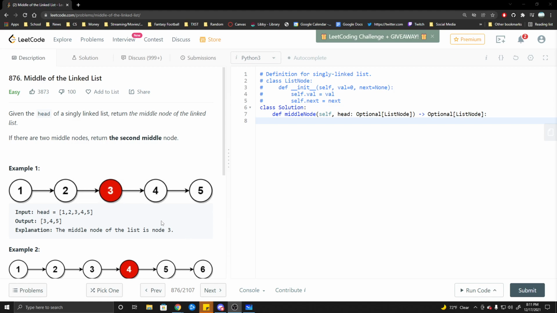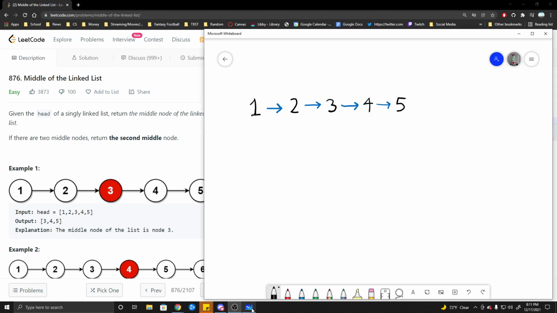So you have a fast and a slow pointer, and you increment the fast by 2 and the slow by 1. When the fast is equal to null, you know that you have reached the middle of the linked list. So let's head over to the whiteboard and go through this problem.